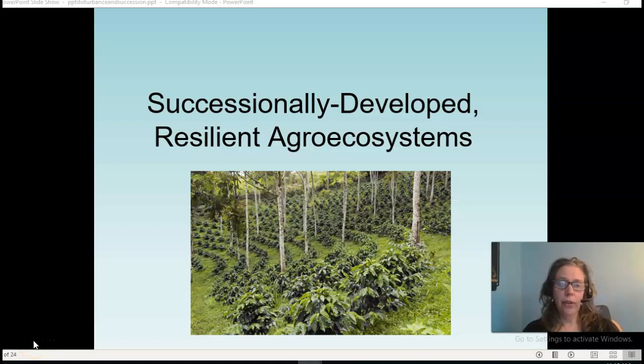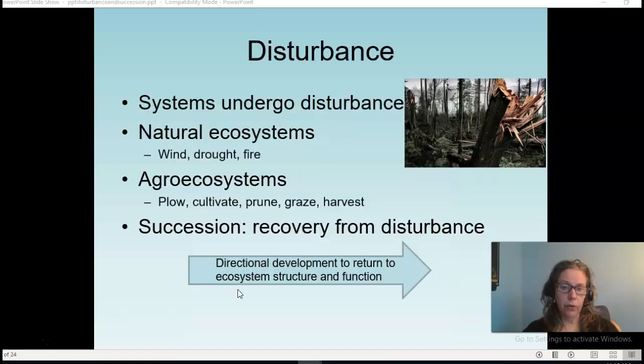This is our discussion of successionally developed agroecosystems for the agroecology class. We're going to be basing these systems on nature, so we need to look at ecological concepts like disturbance, recovery or succession, and resilience. And we also want to look at how to develop mature components of agroecosystems, not just trees, but also perennial grains, perennial forages for animals, and livestock grazing. We're going to be looking beyond annual cropping.